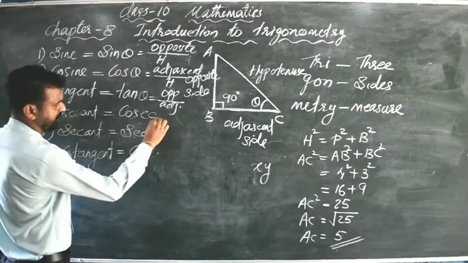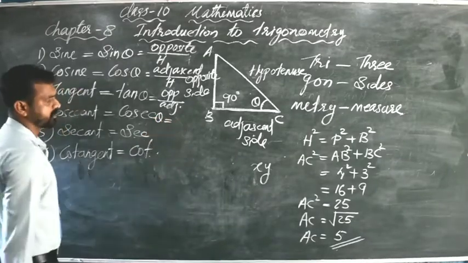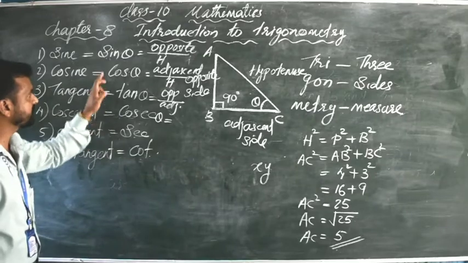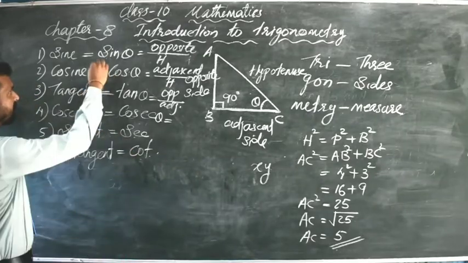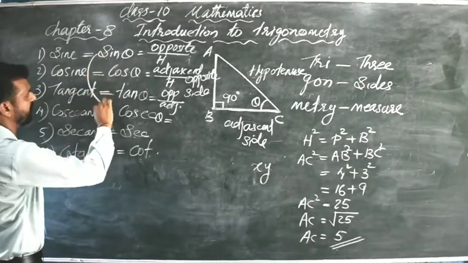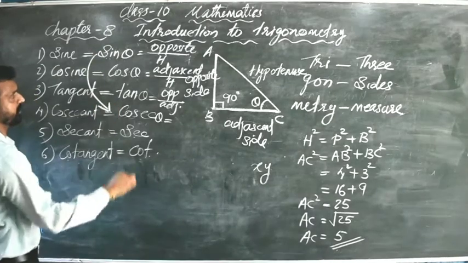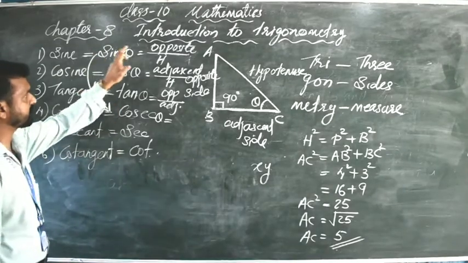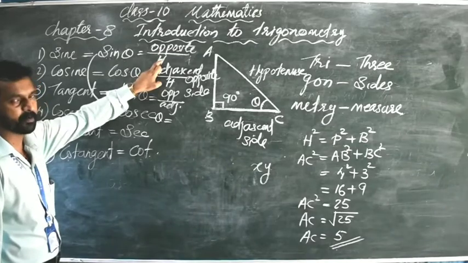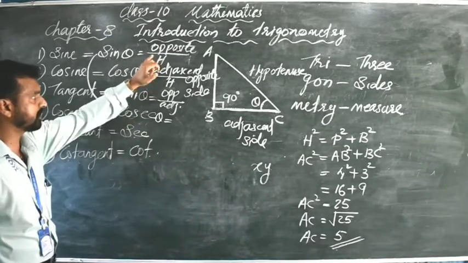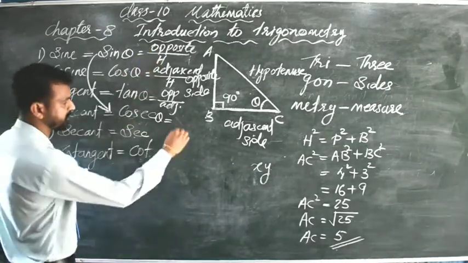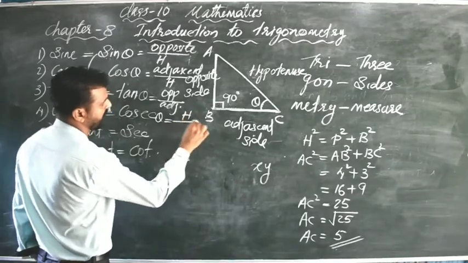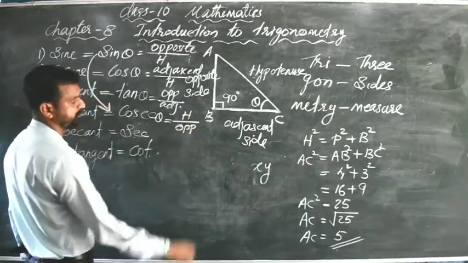And next one is cosec theta. Cosec theta is the reciprocal ratio of sin theta. Reciprocal ratio, that means sin theta is opposite side divided by hypotenuse, then cosec theta is the hypotenuse divided by opposite side. So cosec theta is equal to hypotenuse divided by opposite side.